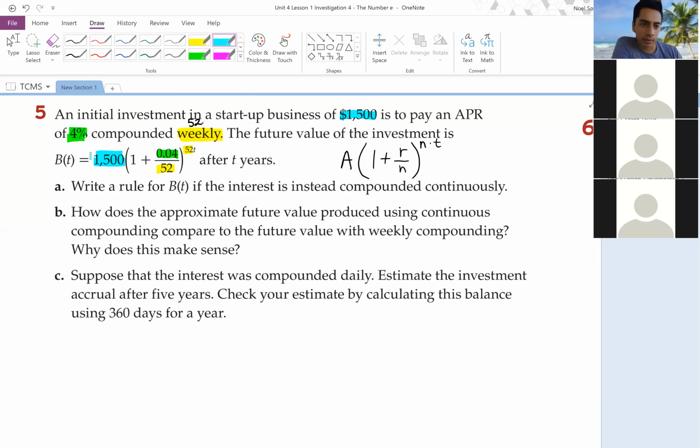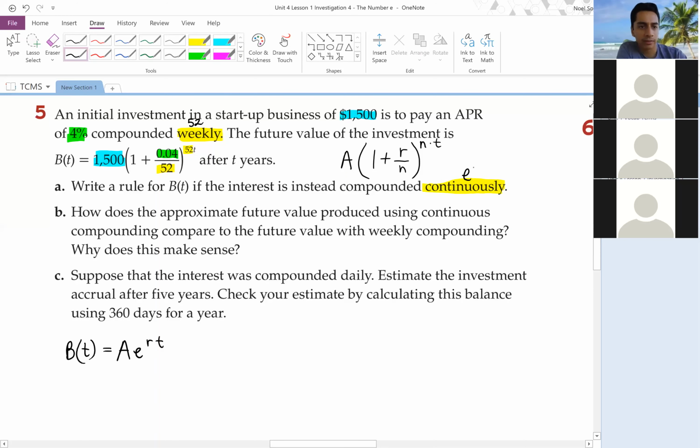So then the question is, write a rule for B of t, our final value in this case, if the interest is instead compounded continuously. Let's just talk about the compounded continuously formula. That final value formula, in this case we're using B of t, should take the general form of a times e to the r times t. Remember, the benefit of compounding continuously is that you don't need to utilize the n value. Continuously means e, so you're going to use e, which is already there as part of the formula.